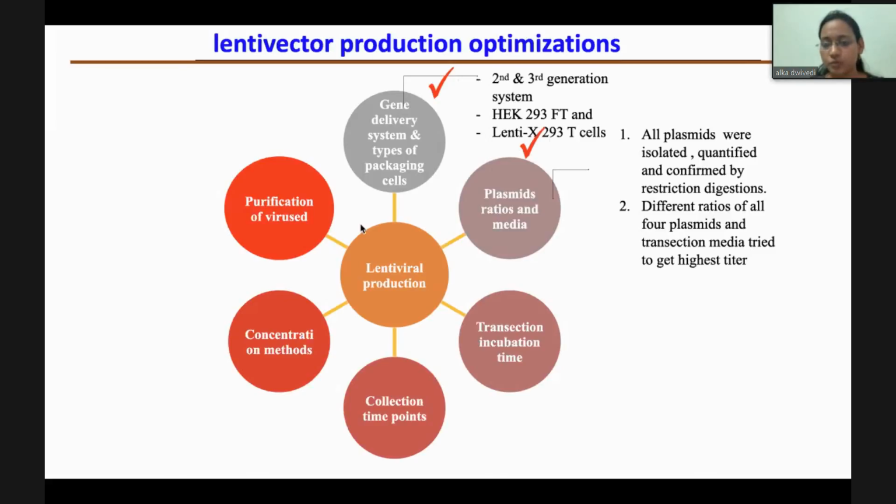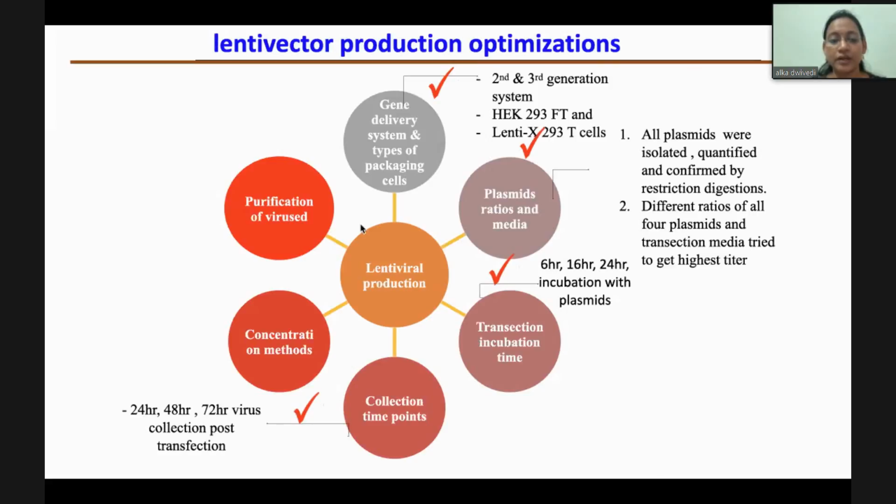After this plasmid and media optimization, we looked at how much incubation time should be there. In virus production we do co-transfection of multiple plasmids, so we optimized different incubation time points, like 6 hours, 16 hours, and 24 hours. And after that, which collection time point should be suitable to get the high titer. Then the concentration method: we used different methods like poly-lysine and ultracentrifugation, and different speeds also, to concentrate the viruses.